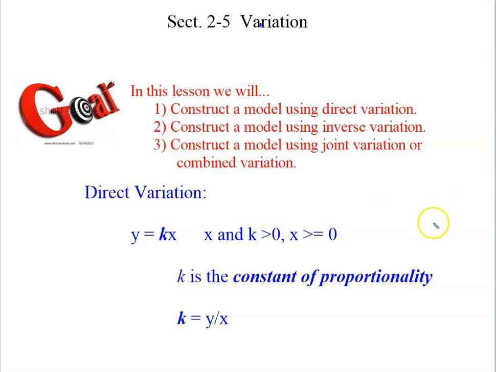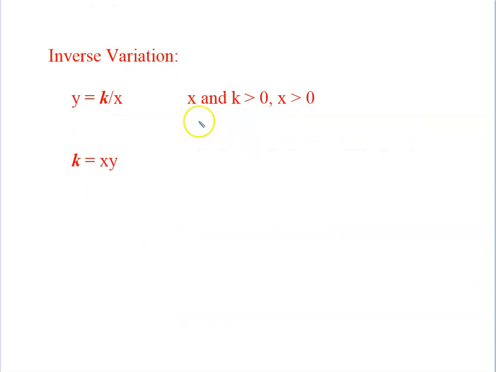In section 2.5, we're covering this topic of variation, and there's two types you can see in my goals. We're going to be constructing a model using what is called direct variation, and then we're going to look at something called inverse variation, and then we're going to be using a combination of the two called combined variation, and there's also this joint variation that we're going to talk about. So let's just jump right into some examples.